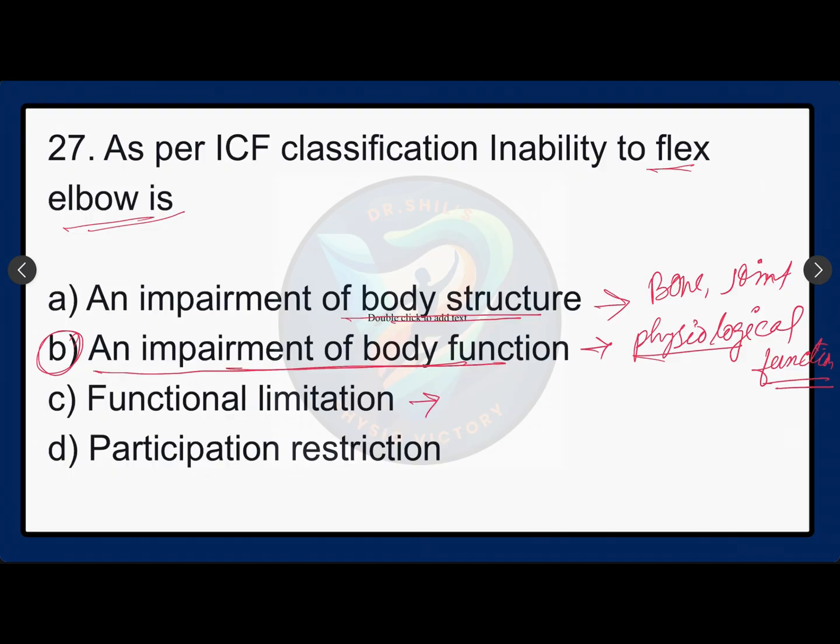Functional limitation is basically activity limitation, or difficulty in performing a task. Participation restriction is difficulty in social involvement, social or societal involvement.